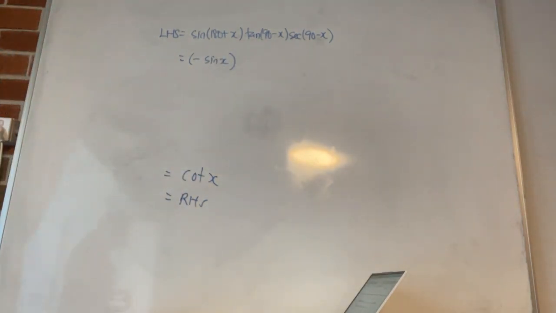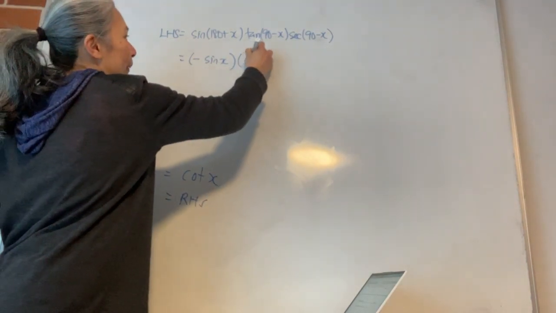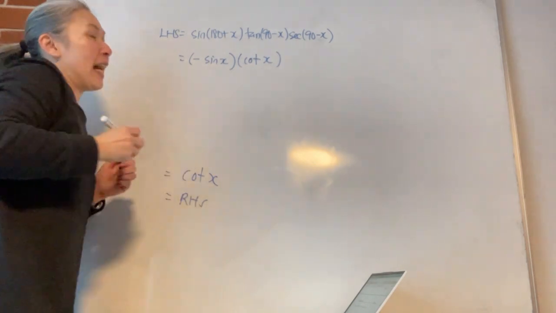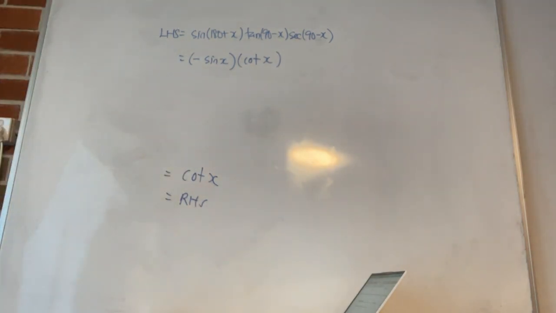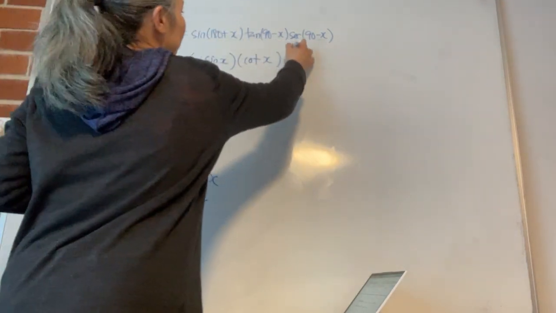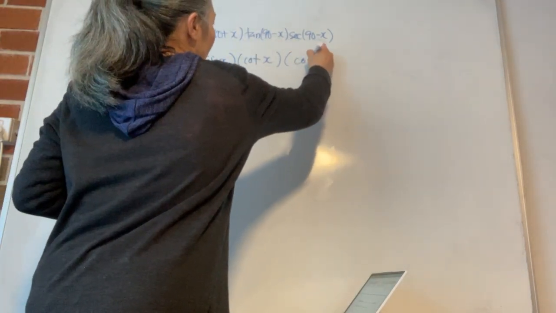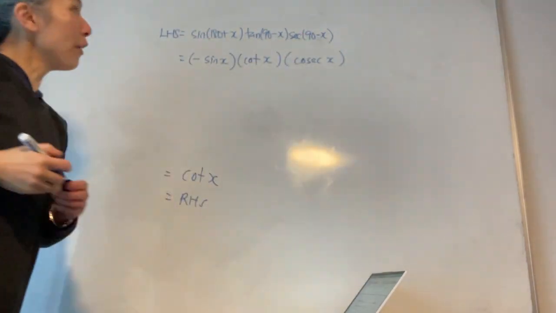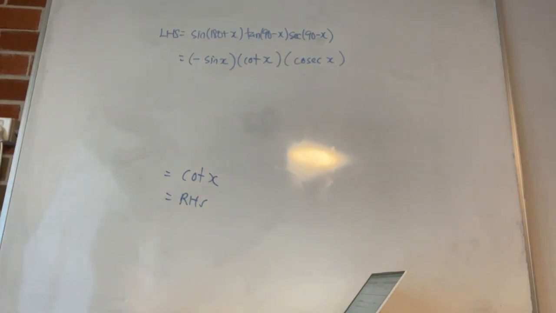And tan interchanges with who? Tan changes to cot. Times it by cot x. And sec, you can write it as cosec, right? Okay, so we don't have bulky terms anymore. That's the first step to do: get rid of all the bulky terms.